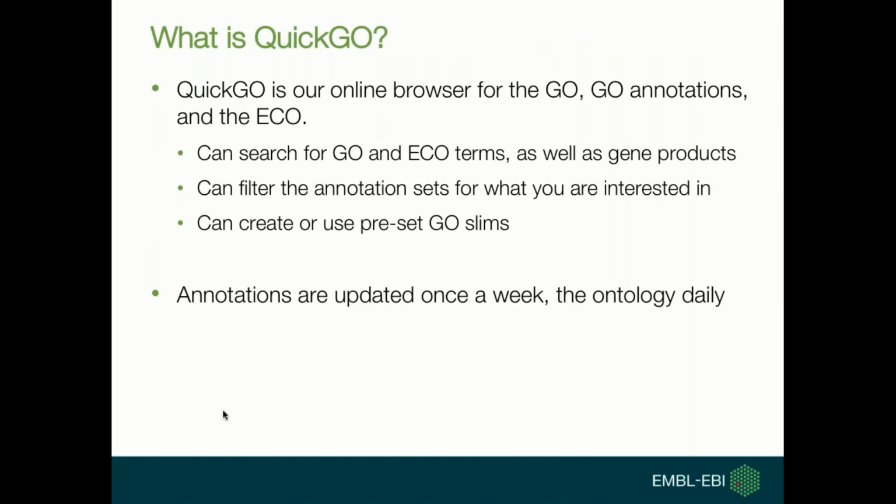So what is QuickGO? As I mentioned earlier, it's our online browser for GO, GO annotations, and also the ECO. You can search for GO and ECO terms as well as gene products. You can filter the annotation sets for annotations you're particularly interested in, and you can create or use preset GO slims. I'm going to talk about GO slims at the end, so don't worry, we will cover it. And we keep QuickGO as up to date as possible, so we update the annotations once a week, and we update the ontology daily.